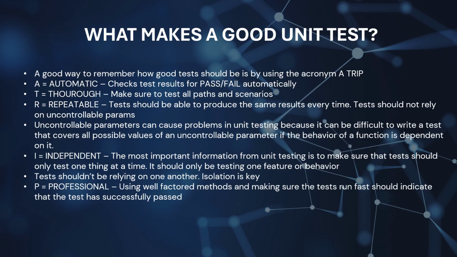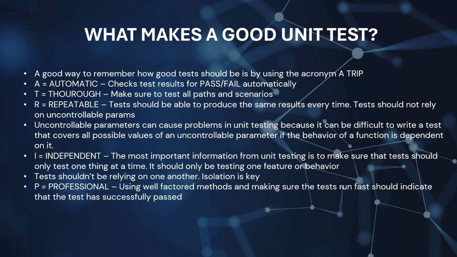What makes a good unit test? A good way to remember how good tests should be is by using the acronym ATRIP. A equals automatic. This checks test results for pass or fail automatically. T equals thorough. This makes sure to test all paths and scenarios. R equals repeatable. Tests should be able to produce the same results every time. Tests should not rely on uncontrollable parameters.